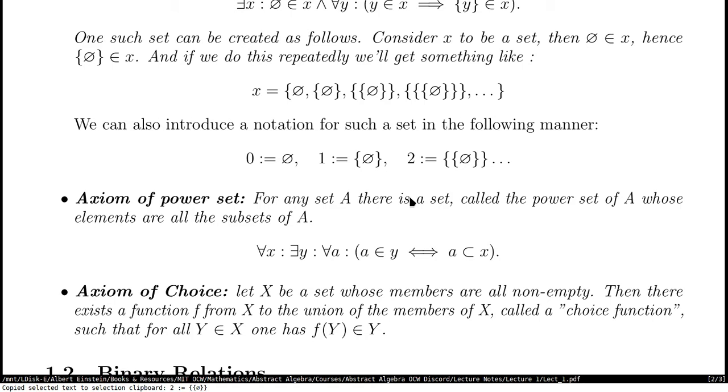Then there exists a function f from x to the union of the members of x. So let's think about this. You have x, and you have a function which takes you from x onto another set, where you have the union of the members of x, right? And they're not the same thing, right? So this function is called the choice function.